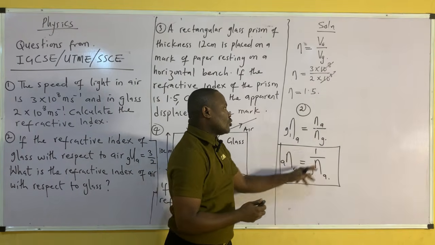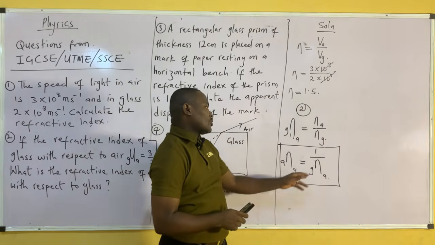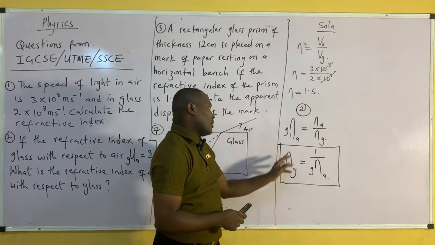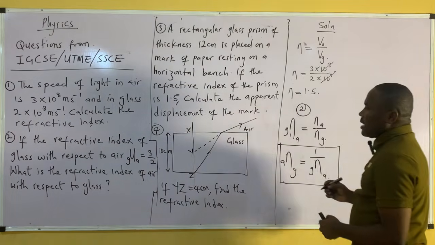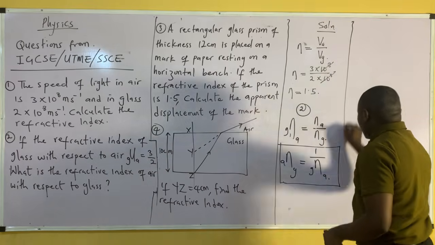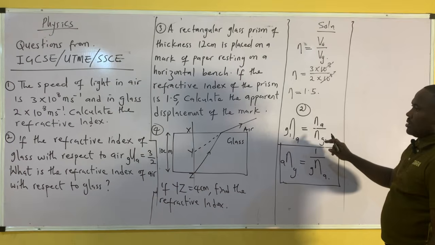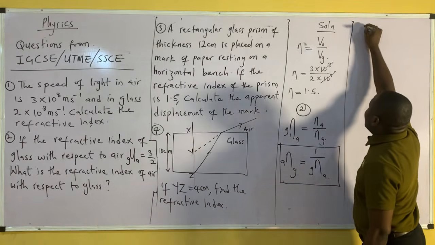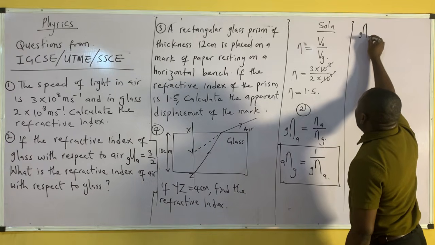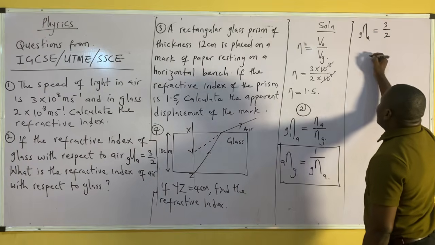Air to glass will be the opposite of this. So that's why it is 1 over glass to air. So if I'm solving this, I have this to this is this to this is this. So it means that I have refractive index of glass to air is equal to 3 over 2.